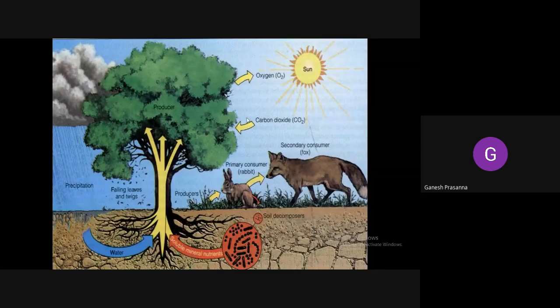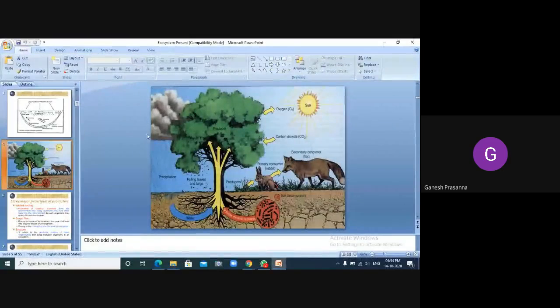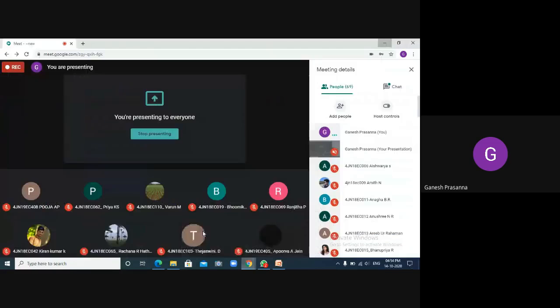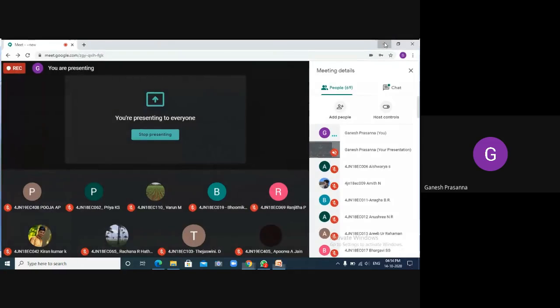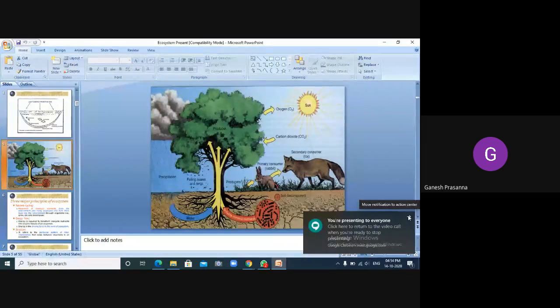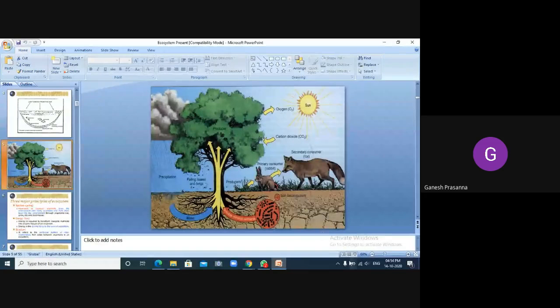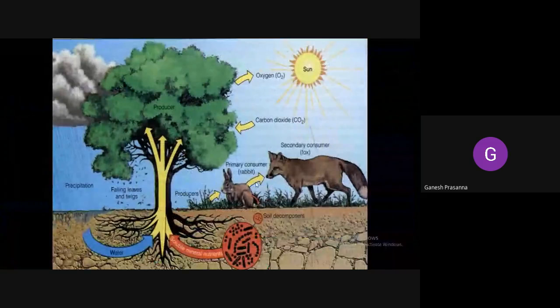Okay, so the plants, using sunlight, take up the carbon dioxide present in the atmosphere, emit oxygen and enrich the atmosphere with oxygen. In turn, they produce green pigments with the help of chlorophyll. They produce food through a process called photosynthesis, and that is in turn consumed by the primary consumers.